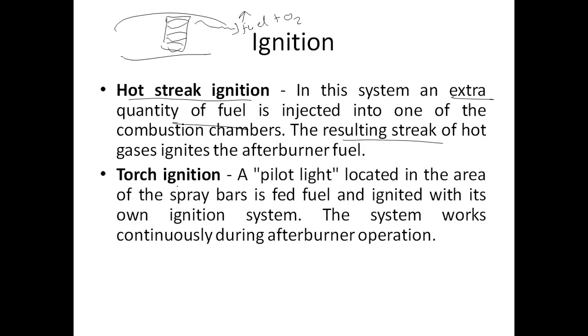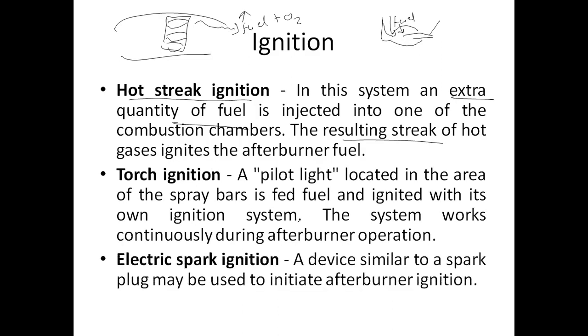The next one is the torch ignition. As we saw in the previous picture, there was a pilot burner, right? In the pilot burner we add fuel and ignite this fuel. When this fuel is ignited, the flame comes outside from the burner. This flame will ignite the remaining air and fuel mixture. That is your torch ignition. And the third one is the electric spark ignition. This is similar to the spark plug. We will install a spark plug and that spark plug will act as the ignition source.